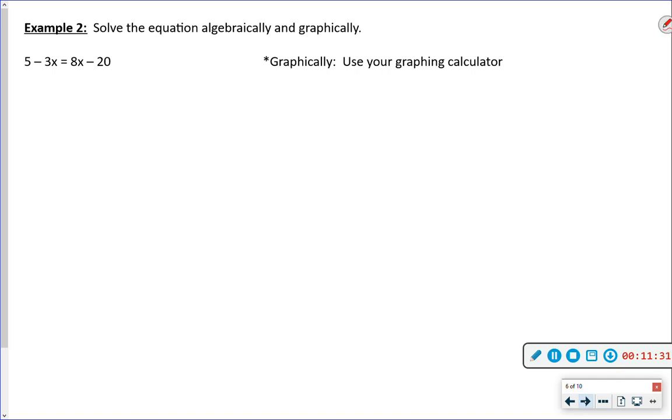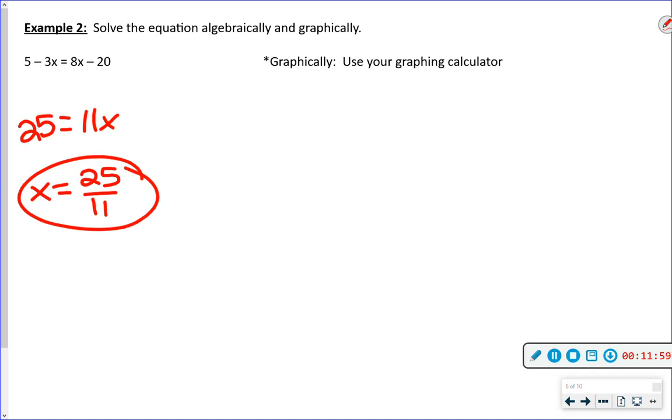Okay, solve the equation algebraically and graphically, of course, in our calculator. Now, let's get real. Is this one I would bother doing on my calculator? Can't we just solve that like a good old 2-step algebra 1 equation in like 2 seconds? Yeah, okay. So I'm going to solve it. I'm going to add 3x over. I'm going to add 20 over. And we have 25 11ths.